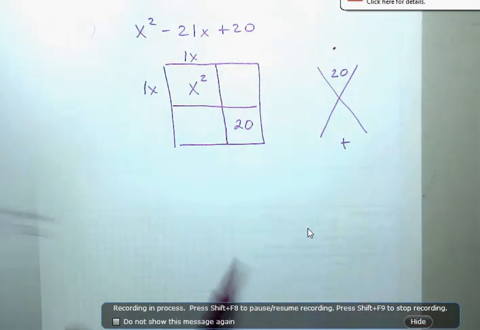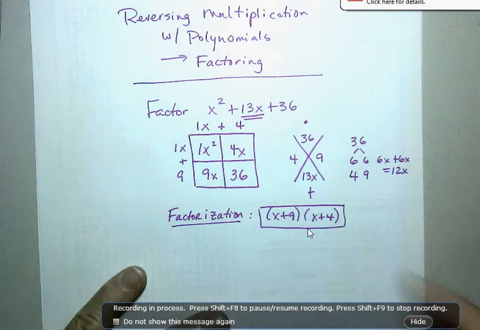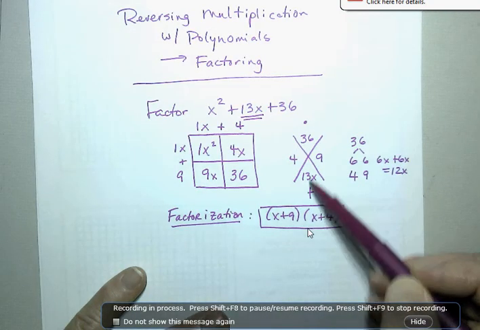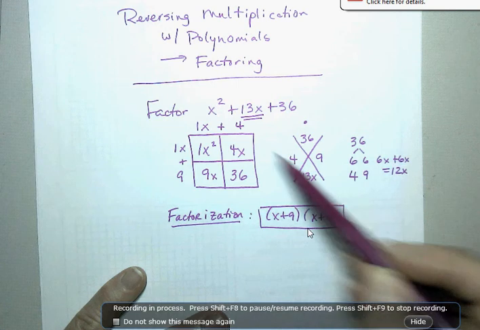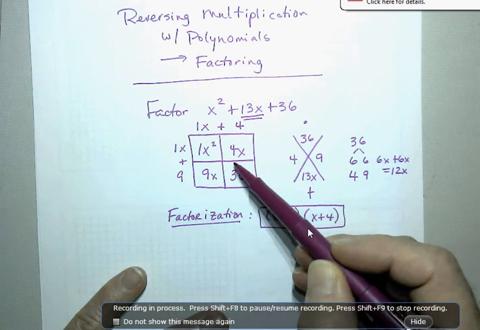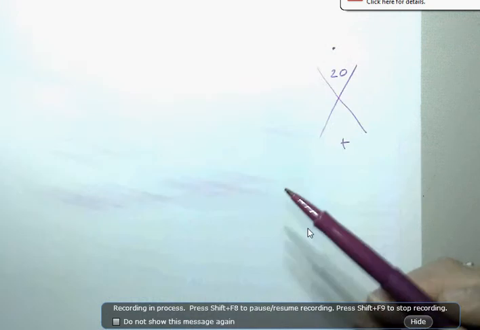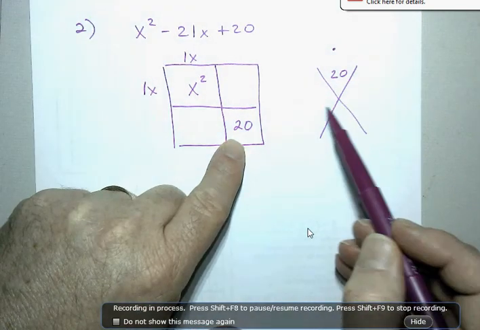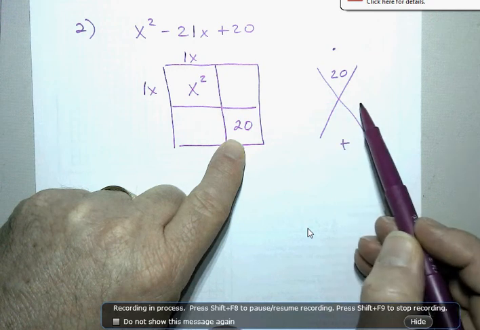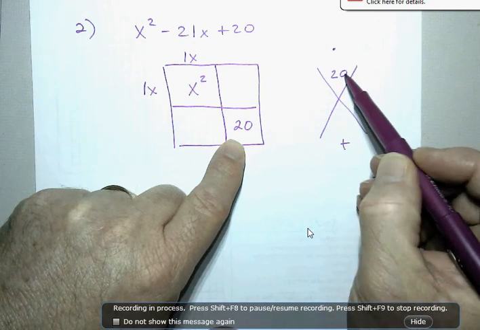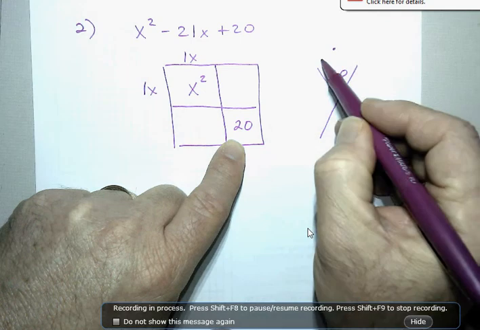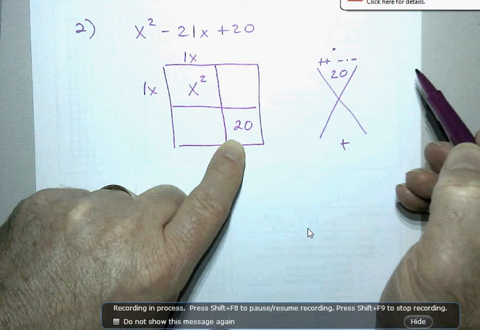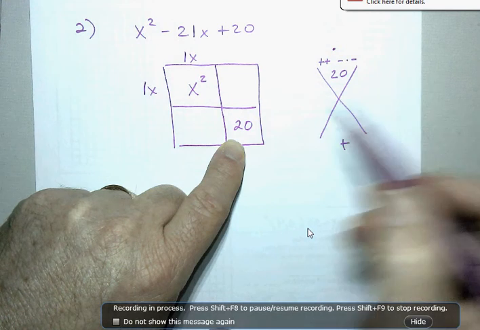On the last problem, it was all positive. So we were talking about two things that multiply to give me 36 and add together to give me the 13x, the positive 13x in the middle. Here, I need two things that multiply together to give me 20. Now, when I think about multiplying together to give me positive 20, that's a positive times a positive or a negative times a negative.